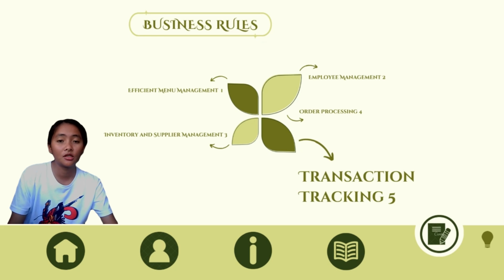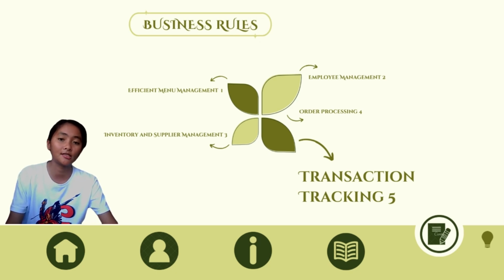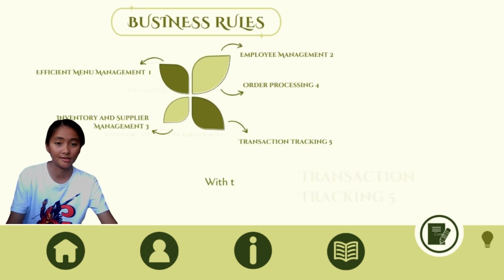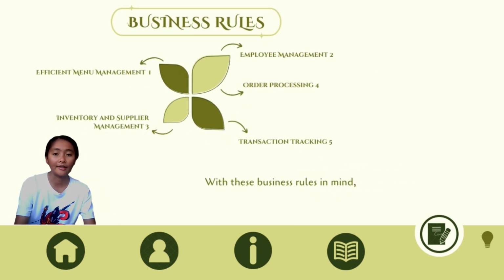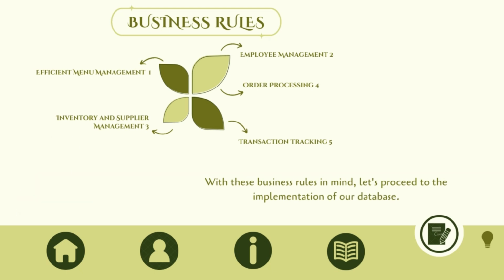Number 5. Transaction tracking. Lastly, we must track all transactions made at the cafe, including sales, payments, and change given to customers. With these business rules in mind, let's proceed to the implementation of our database.